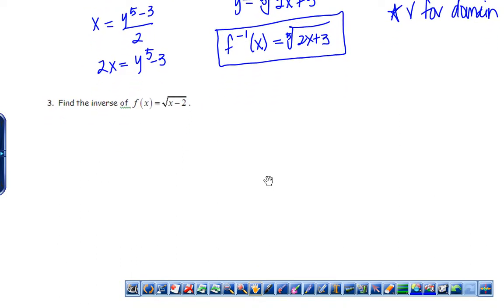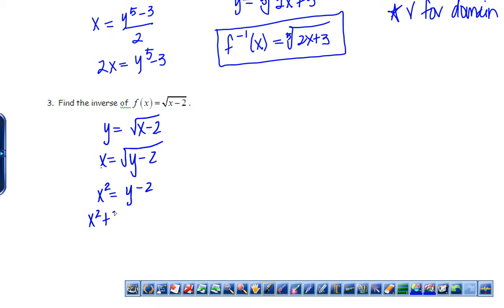On number 3, I do have some restrictions. So let's solve this. This is y equals the square root of x minus 2. Flipping your x and y, this is x equals the square root of y minus 2. I need to square both sides. So this is now x squared equals y minus 2. Add 2 to both sides. So this is x squared plus 2 is equal to y. Making this look like an actual inverse problem, f to the negative 1 of x equals x squared plus 2. And now this is written as an inverse problem.